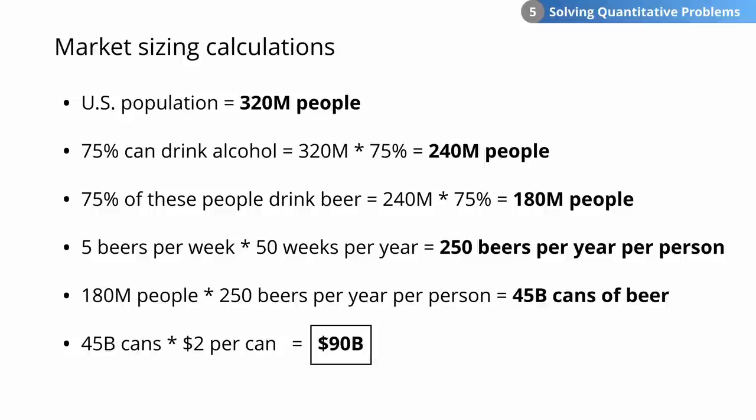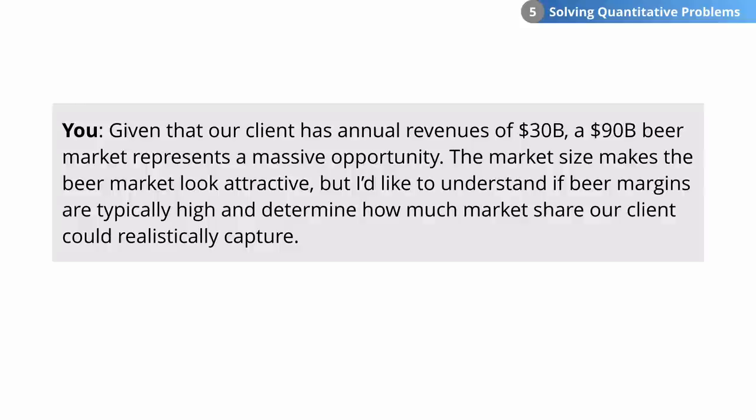Now that you have your answer, you should not only just answer the question, but tie your answer back to the case objective. In other words, how does knowing the US market size of beer help you decide whether or not our client should enter the beer market? You could say something like the following. Given that our client has annual revenues of $30 billion, a $90 billion beer market represents a massive opportunity. The market size makes the beer market look attractive, but I'd like to understand if beer margins are typically high and determine how much market share our client could realistically capture.